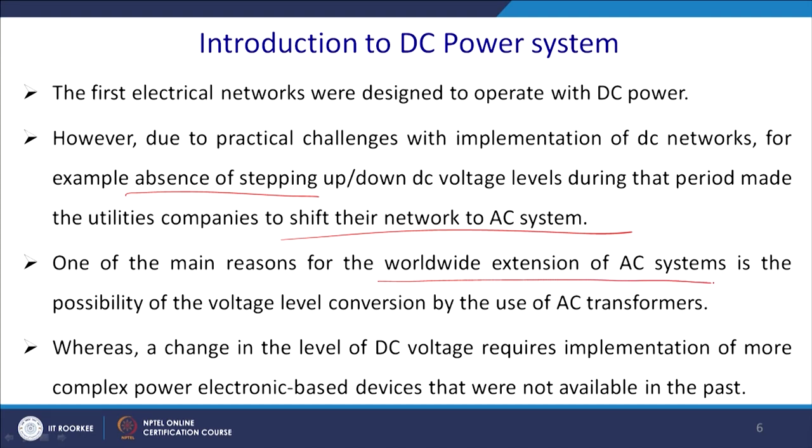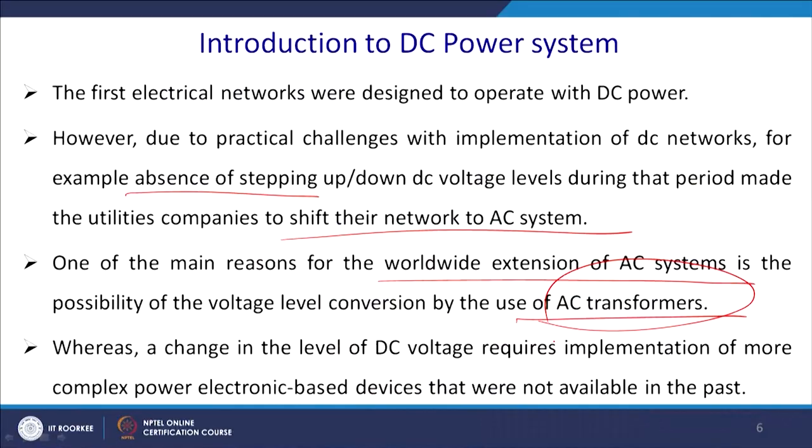One of the main reasons for the worldwide extension of the AC system is the possibility of voltage level conversion by use of the AC transformer, and it has very high efficiency, it is quite rigid, resilient, and has a long life. For this reason, AC takes the case for the transformer, whereas a change in the level of DC voltage requires implementation of more complex power electronics devices that were not available in the past. And so, Nikola Tesla won the battle because of the lack of DC to DC converters in those days.